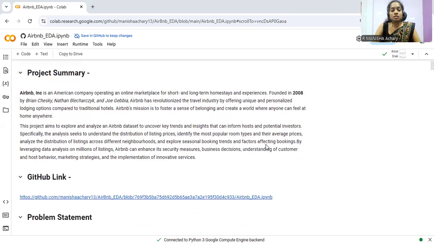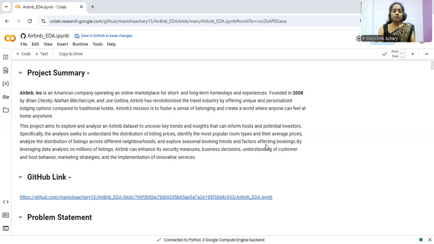First, let's talk about what Airbnb is. Airbnb is an American company that operates an online marketplace for short and long-term homestays and experiences. It was founded in 2008. It has revolutionized the travel industry by offering unique and personalized lodging options compared to traditional hotels. Its mission is to foster a sense of belonging and create a world where anyone can feel at home anywhere.